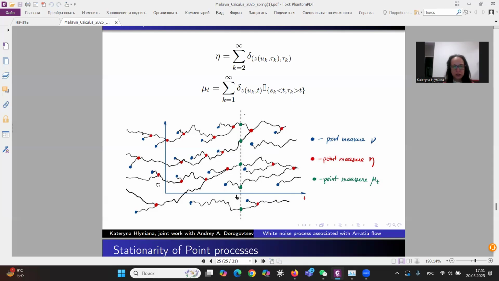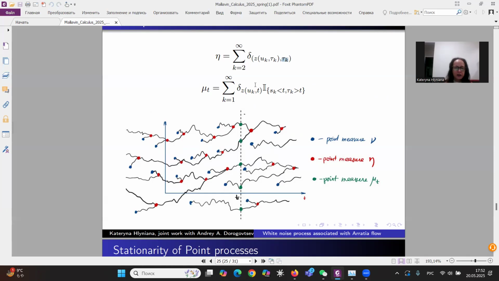From these blue points, we start independent Brownian motions that coalesce, and we can define the point process that fixes the location and time of coalescence. They are represented by red points. Similarly to the previous example, we can consider a point process that at time t detects the location of particles.